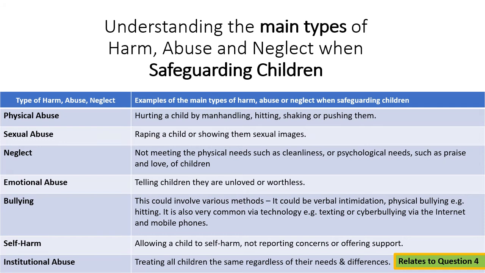And technology is a massive part of the lives of children nowadays, and you do hear a lot of the cyberbullying. Self-harm, so allowing a child to self-harm and not reporting concerns or offering support to them. And institutional abuse, so treating all children the same regardless of their needs and differences.